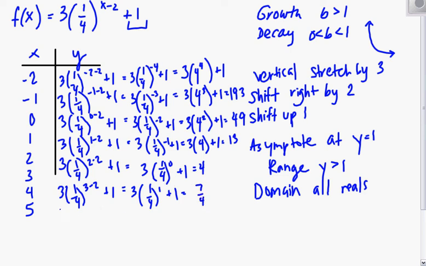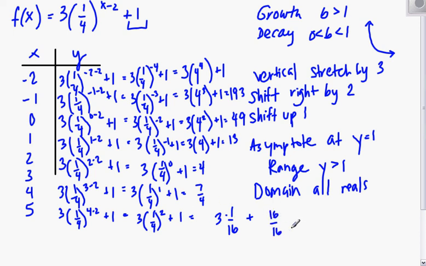And then I have 4: 3 times 1/4 to the 4 minus 2 plus 1, 3 times 1/4 squared plus 1 is going to give me 3 times 1/16. Plus, well, we can change this into 16ths by multiplying top and bottom by 16. And 3 plus 16 is 19/16. And then 5, and so on and so forth. You're going to keep getting some fractions. So let's look at these guys right here, because those are a little bit easier to graph.